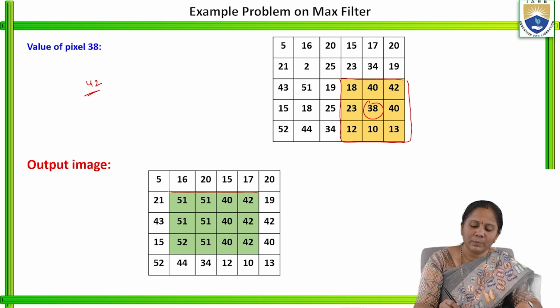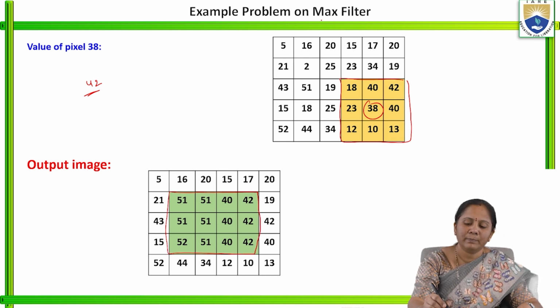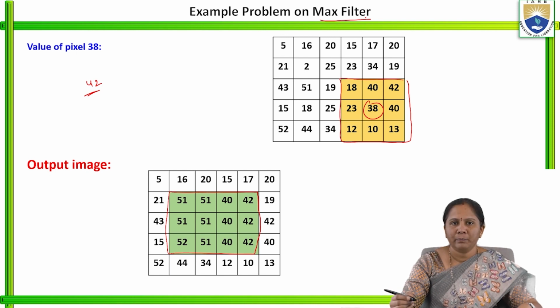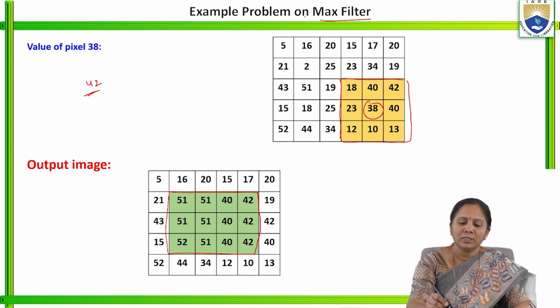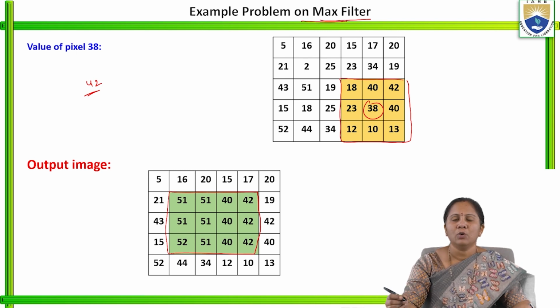And finally, this will be the output image with the new pixel values after applying this maximum filter. So arranging all the neighborhood values in the ascending order, considering which is the maximum value and replacing that value with the old value. So this is how we have to apply non-linear filters for the given image.